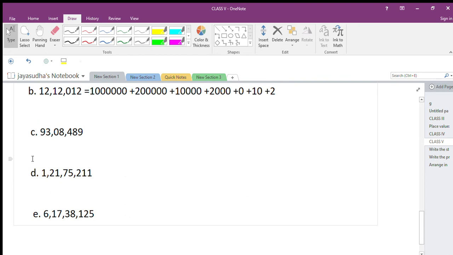These three sums are homework: C, D, E. You copy the three questions. You have to write the homework and send it to my number. Okay, children? You copy the questions.